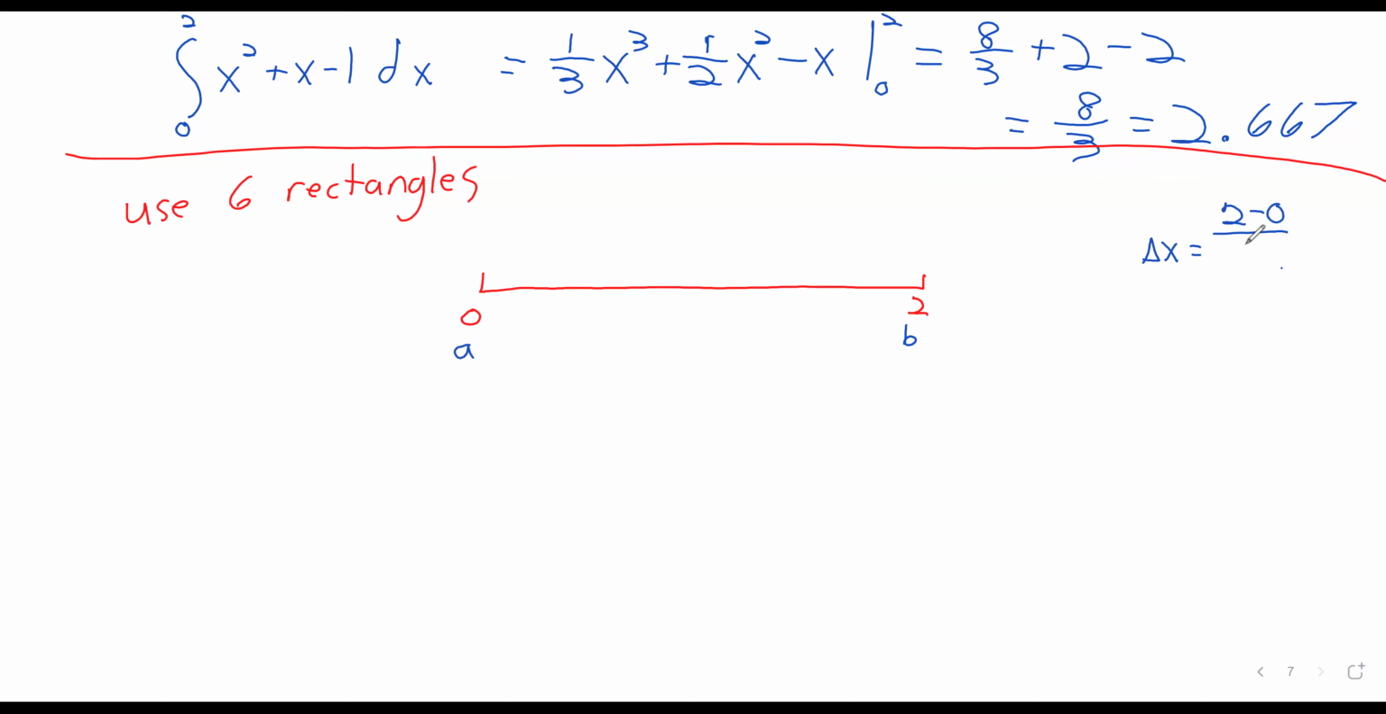And we're assuming that we've got this common delta x. We'll always just assume we have rectangles of the same size. There's another rule that will work better if we don't. So 2 minus 0 over 6 is 1/3.